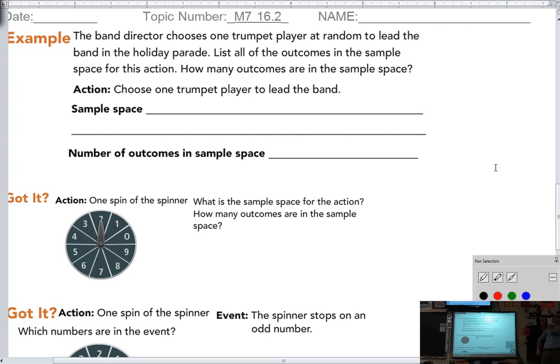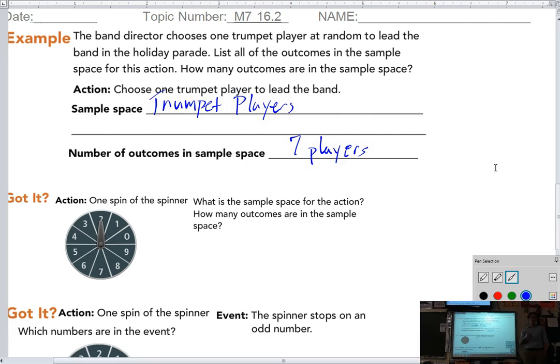So the band director chooses one trumpet player at random to lead the band in the holiday parade. What is the actual sample space here? Ah, the trumpet players. So, to look at how many outcomes there are possible, well, how many trumpet players do we have in our band? Good question. We should know this. Jared, Bella, Atticus, Colin, Aiden, Julian. So sure, 7. Maybe there's 7 players that play trumpet. We're getting one more.